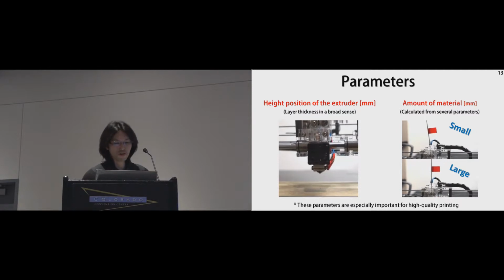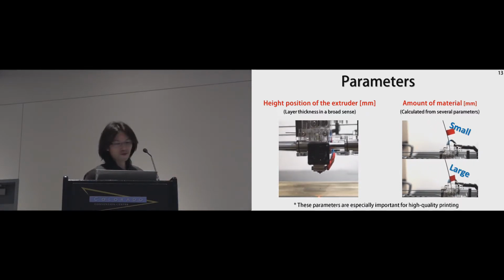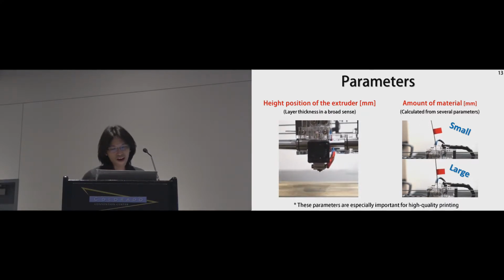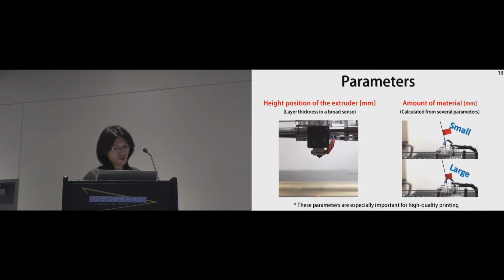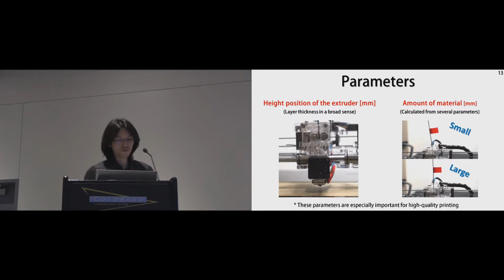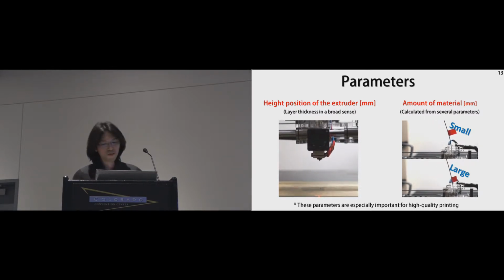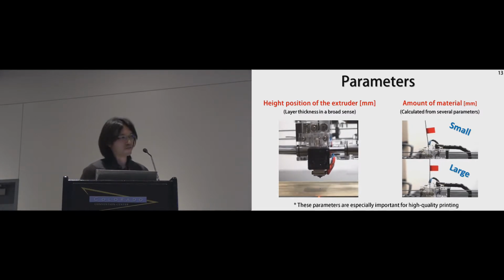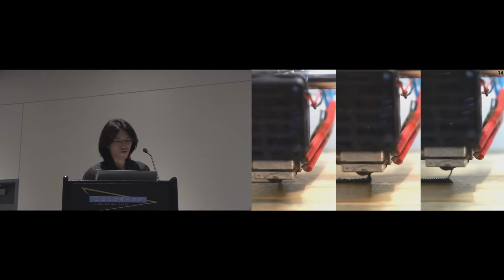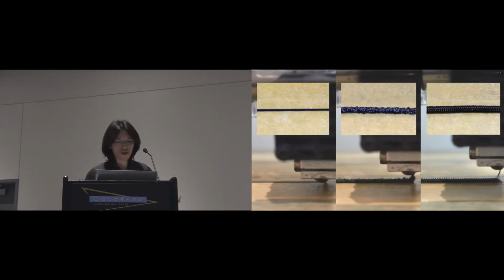Okay, so we focused on two parameters: the height position of the extruder and the amount of material. These parameters are especially important for high quality printing. But as the number of parameters increases, the relationship becomes more complex. Therefore, we prioritize these parameters and use other parameters as a constant value. Okay, please take a look at this video. By combining these parameters, we can see interesting behavior of material.